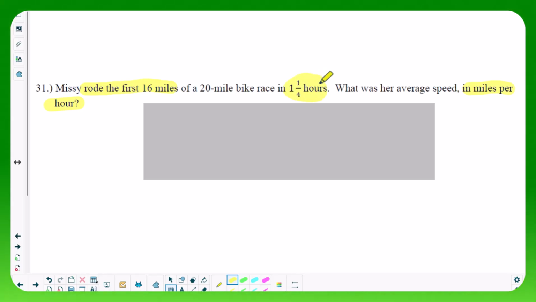You might have noticed as you were reading through the problem, maybe even rereading it if needed, that we don't actually need the total distance of the bike race. We don't need that 20 miles. We know that Missy rode 16 miles in 1 1/4 hours.